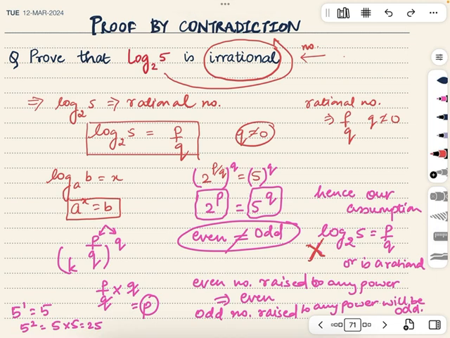That's it. So this is how you prove by contradiction that log base 2 of 5 is an irrational number.